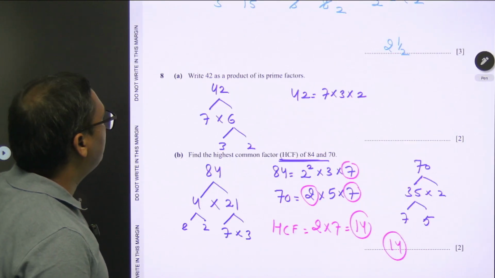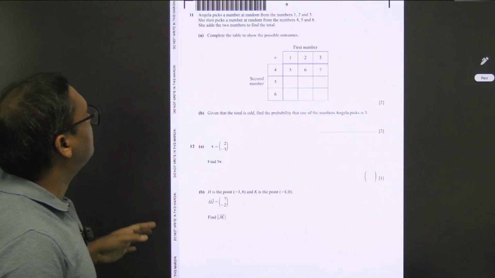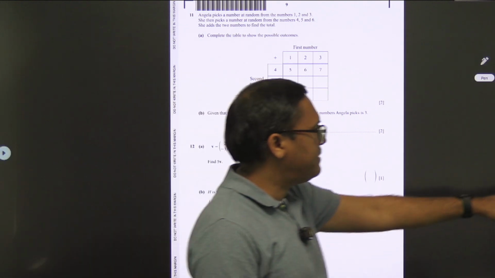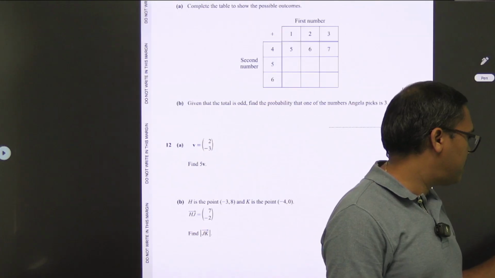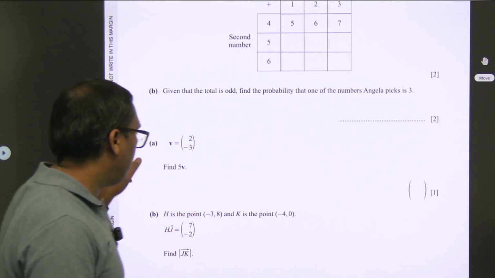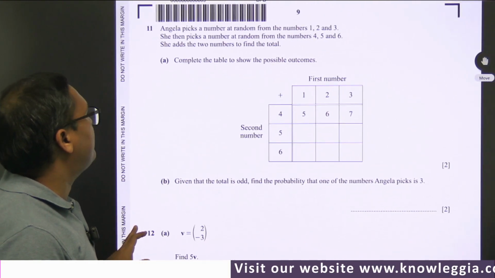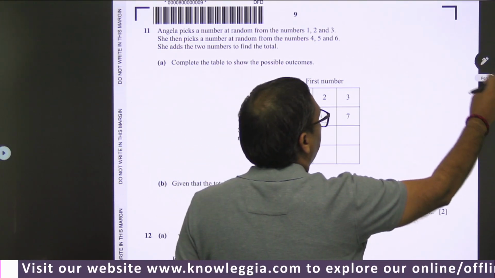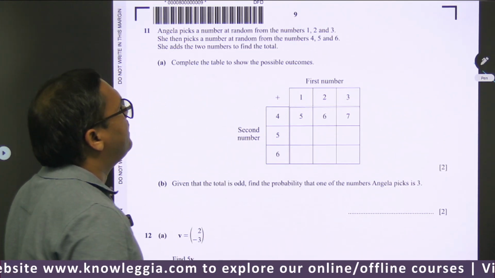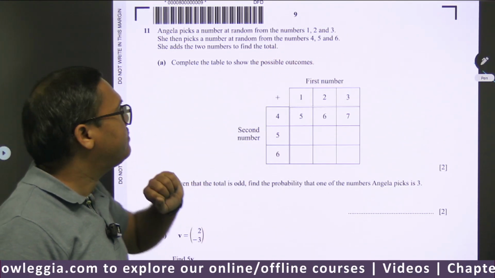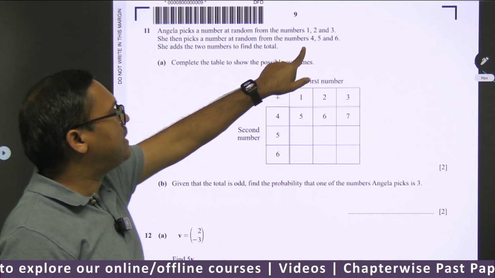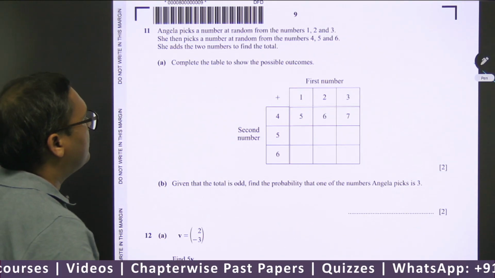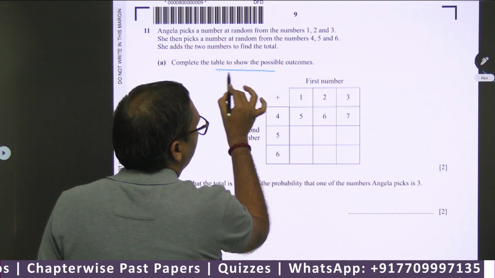So now let's move to the next question, which is on probability. Let's see. So here you can just read the question. Question number 11. Okay. So the question says Angela picks a number at random from the numbers 1, 2, 3, and she then picks a number randomly from 4, 5, 6. Then she adds the two numbers. Complete the table to show the possible outcome.